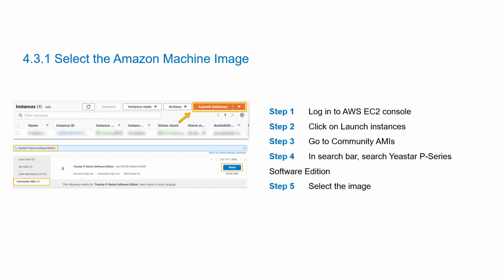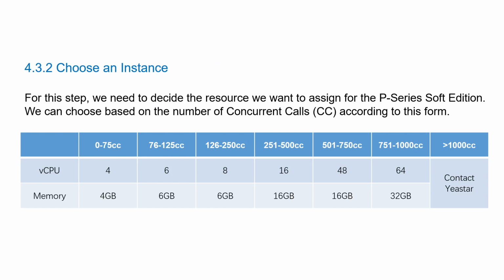But anyway, for launching instances, you will do the same thing. You go check on launch instance, and you're going to find our P-Series Software Edition on it. And once again, back to this page. Once again, I believe you guys can take a screenshot. All right. Choose the instance. How do we choose the instance? Have a look at this. Just like I mentioned, figure out exactly how many concurrent calls you are looking for. Then you go search the instance, find the right one, and launch it.